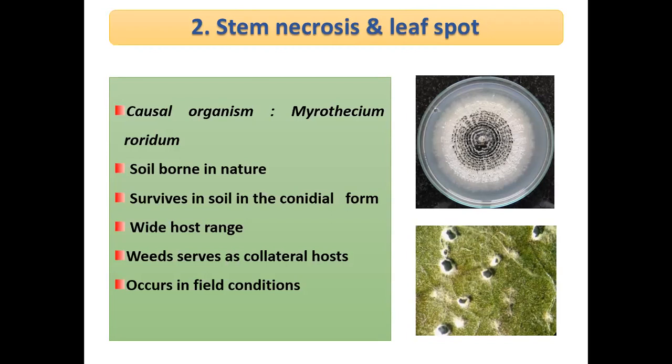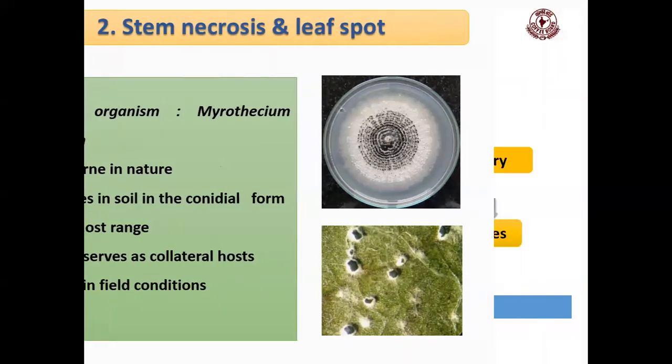Particularly here in the nursery, we have to concentrate on the weeds, because weeds serve as a collateral host for the pathogen, and they will be a cause for the spread of the disease. And this disease not only occurs in the nursery, but also in field conditions. The elder plants will get infected. The leaves and the berries of the elder plants in the field will get infected, causing leaf spot and berry rot disease in the field.